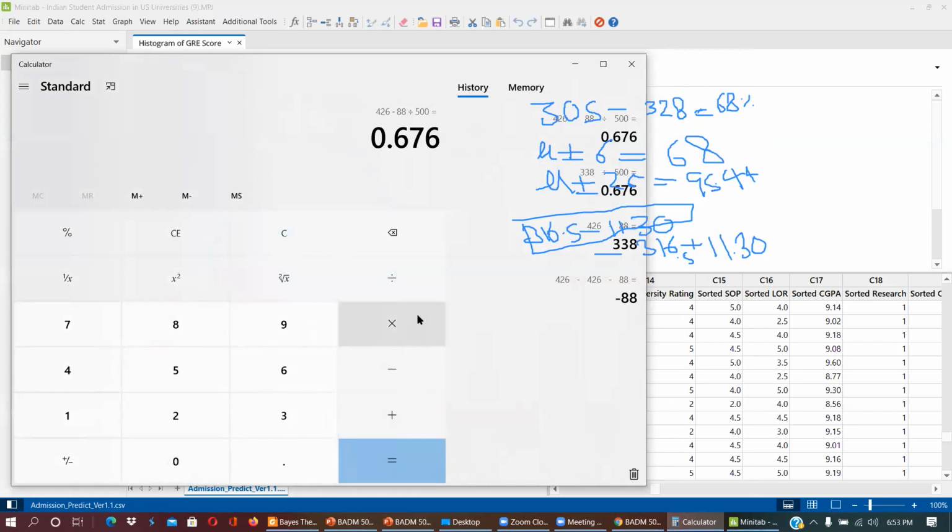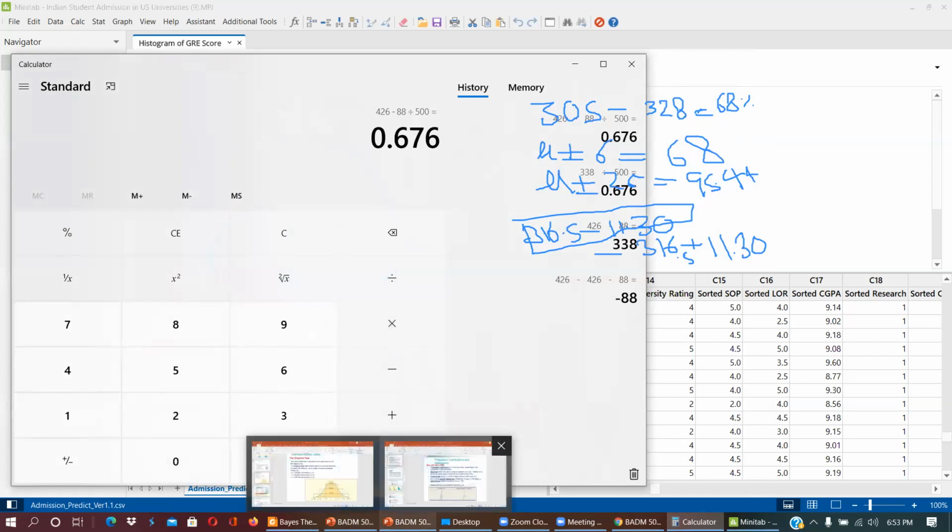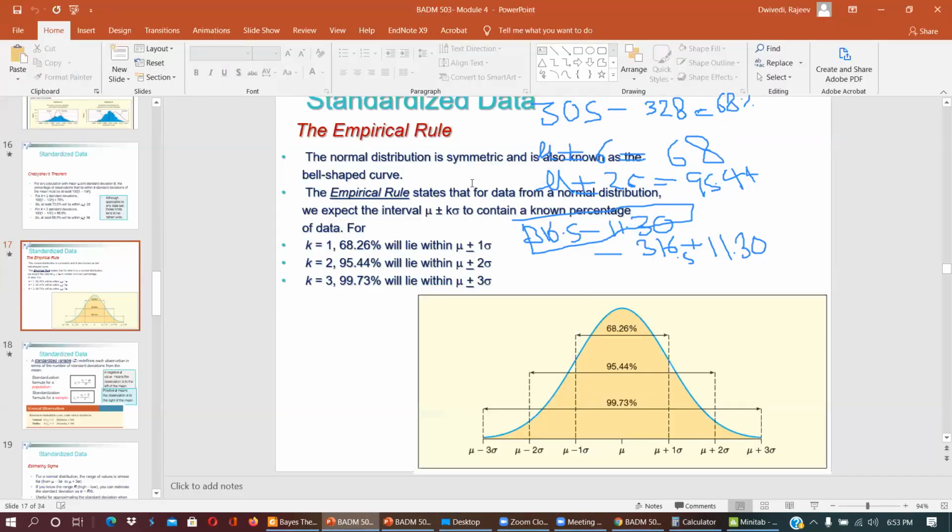67.6%. So 67% of data is within 2 sigma limit. Are you with me? What I'm trying to explain? So you can see that 68.2 within 1 sigma, plus minus 1 sigma means 2 sigma. Similarly, you can do 2 sigma, 3 sigma. So this is a practical aspect that I wanted to explain through basic.